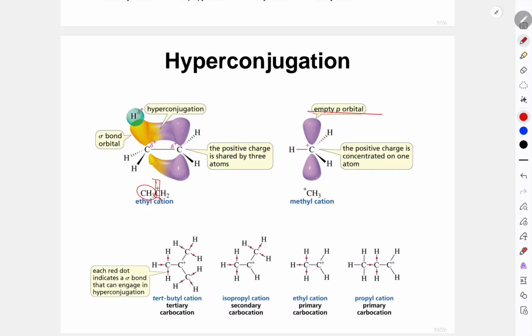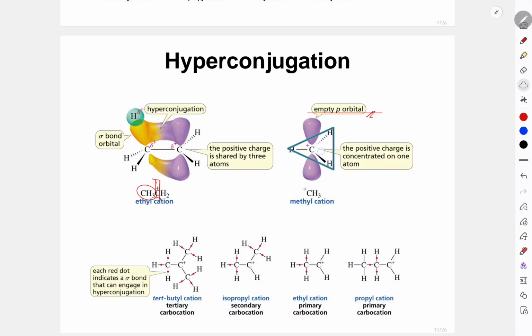This carbon is sp2 hybridized. You have 3 arms, and there is one remnant p orbital sitting perpendicular to this plane. That is the purple orbital, which is empty. So if you have filled orbitals around, then the filled and unfilled orbitals can interact. That is the origin of the hyperconjugation, as we studied.